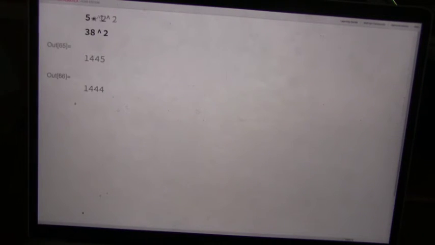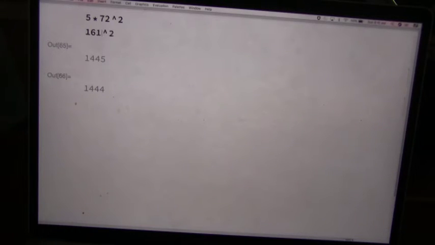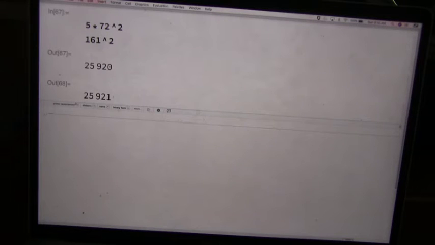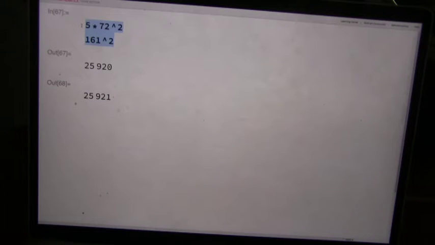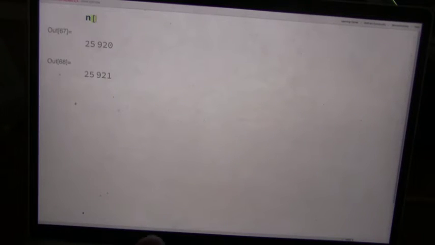It was 72 and 161. 25,921. Again, very close. And if we do N square root of 5, sorry, it's got to be a capital N for number.